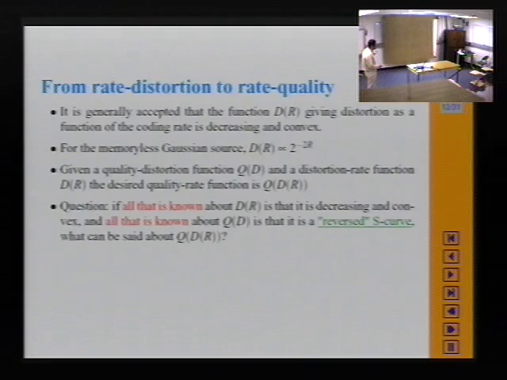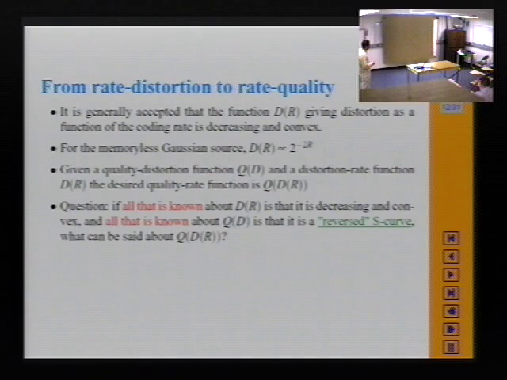Now, but remember what we wanted was the quality rate function. We got a quality distortion function, so that's not what we were looking for. But recall that there is something called rate distortion theory. So now look what we have. It is generally accepted that the function relating the distortion to the rate is decreasing and convex. So that part just comes from previous analysis from people. So we have a DR function.